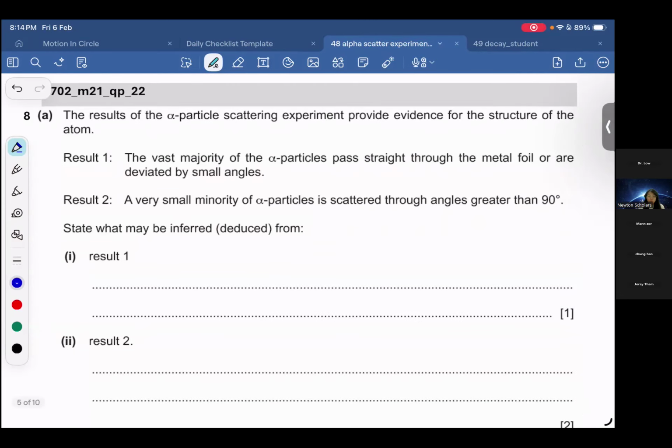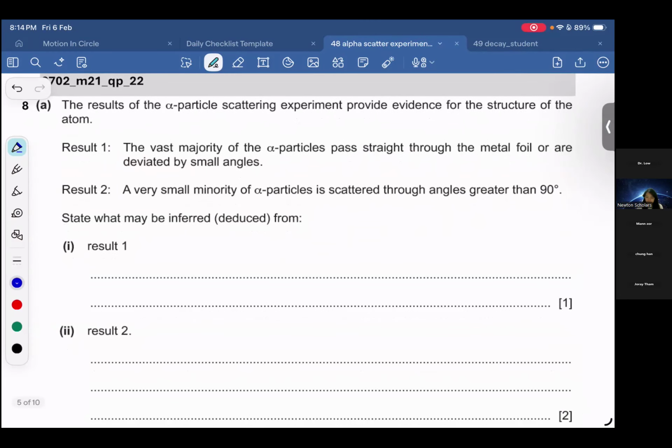Okay, dear here. This is a 2021 past year question. The result of the alpha particle scattering experiment provides evidence for the structure of the atom. Most of the alpha particles go straight, or are deflected by a small angle. Then result 2 is that a very small minority of alpha particles are scattered through an angle greater than 90 degrees. So from result 1, what conclusion can we make? Very easy.